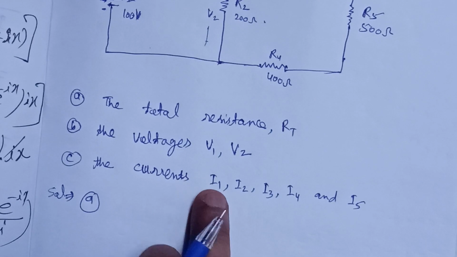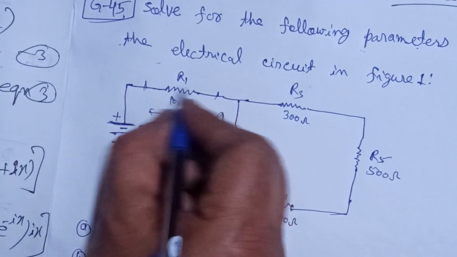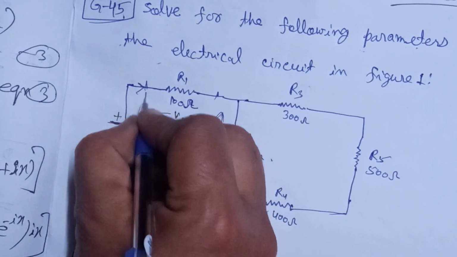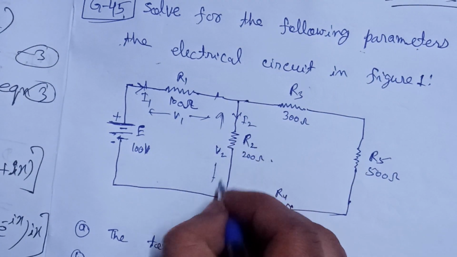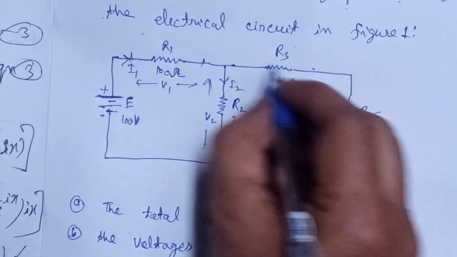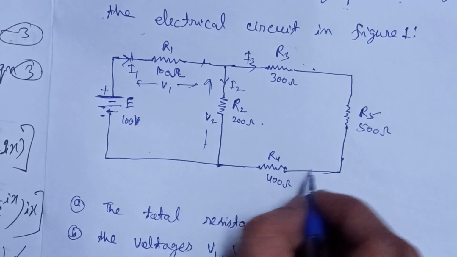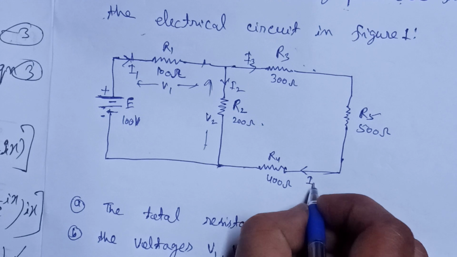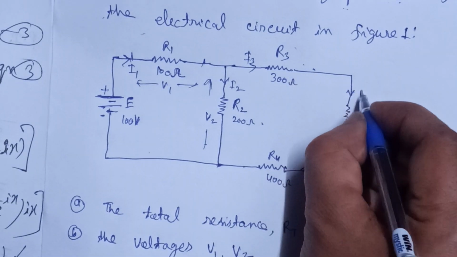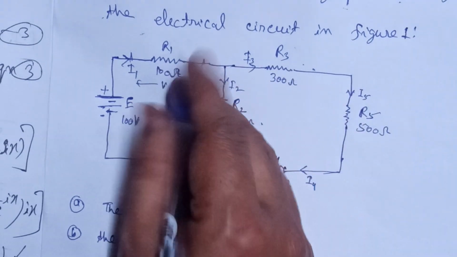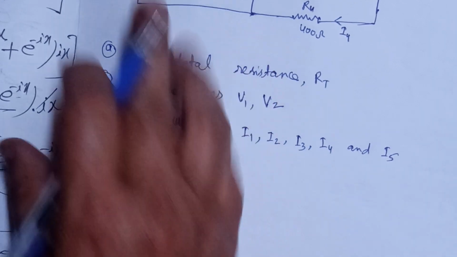Similarly, the currents I1 to I5. I1 is the current in the resistance R1. Also, I2 is the current in R2, I3 is the current in R3, I4 is the current in R4, and I5 is the current in R5. First we solve part A. This is the total resistance, the equivalent resistance.